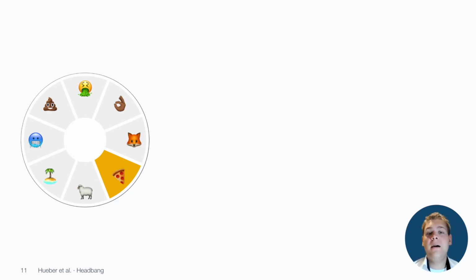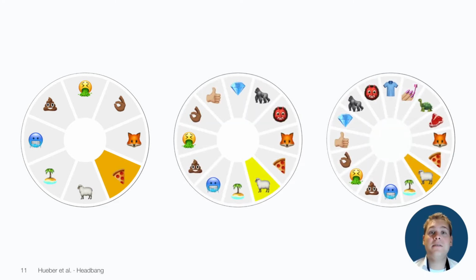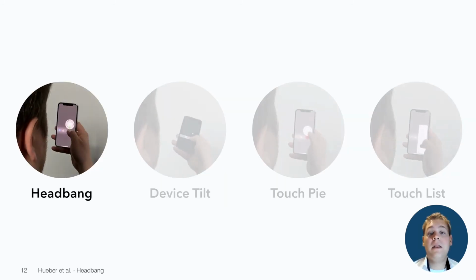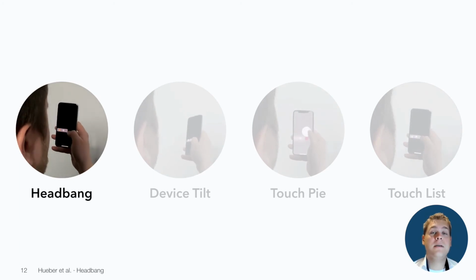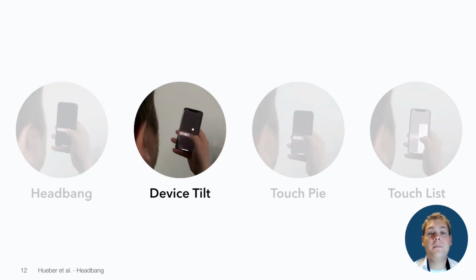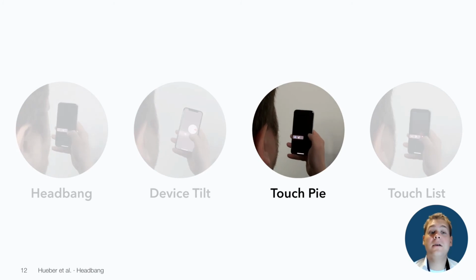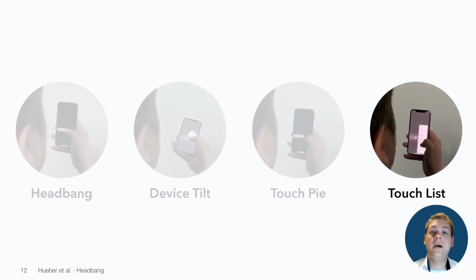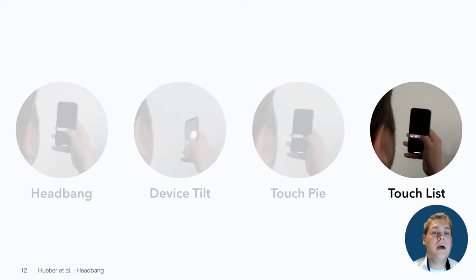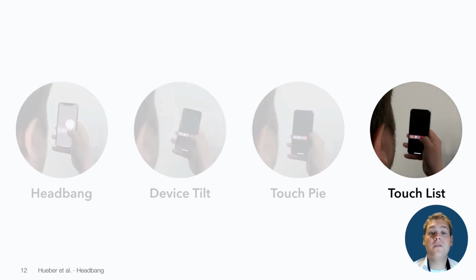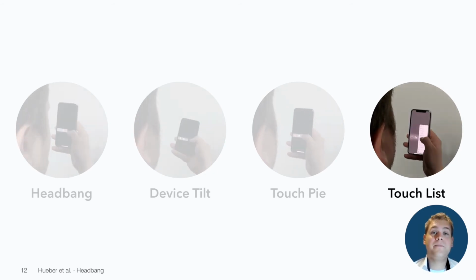In our second study, we asked participants to select specific items from menus with 8, 12, and 16 items by using Headbang and other techniques. In the Headbang condition, the menu items were selected by head rotations. With device tilt, the participant rotated the phone to select an item. We also tested the same pie visualization with touch and a conventional list menu as we know from iOS. In all conditions, the selection was confirmed by lifting the finger.